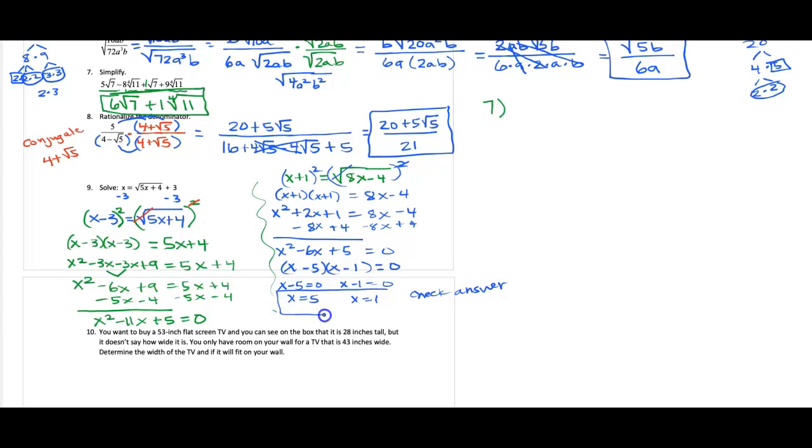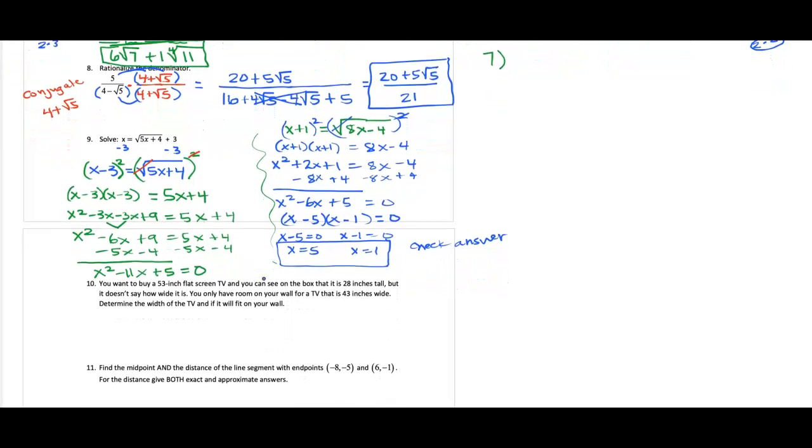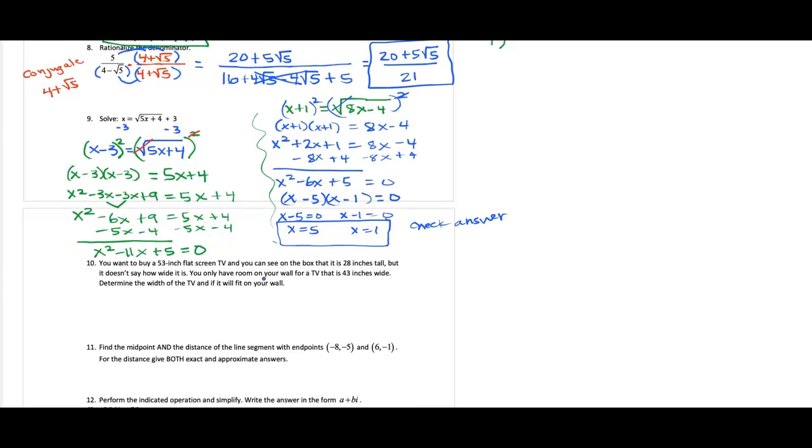But you should always check your answers whenever you're dealing with square roots, because you can't take the square root of a negative number. So you just always want to check them. So you could get what's called an extraneous solution.